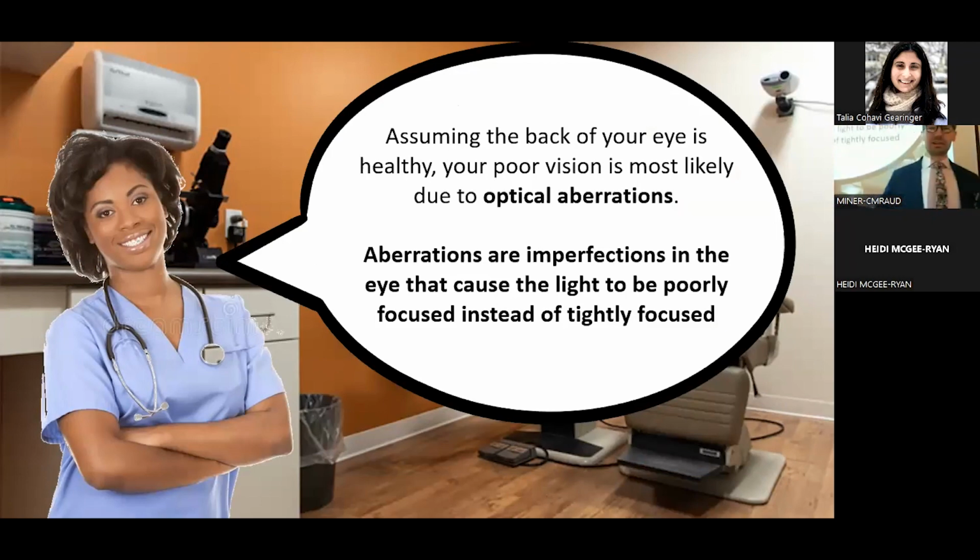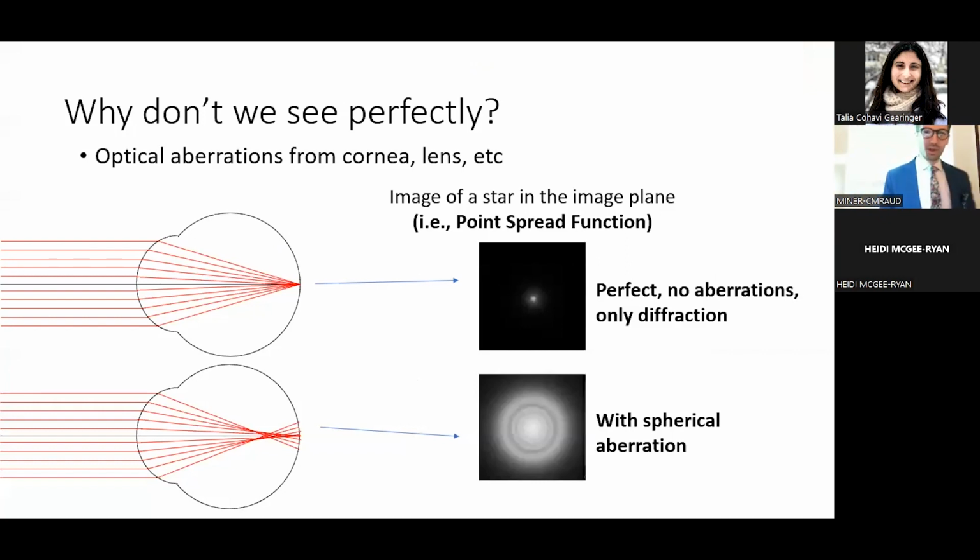Well, we touched on earlier, optical aberrations really just mean there are imperfections in the eye or the imaging system that cause the light to be poorly focused instead of being tightly focused to that nice spot in the back of your retina. So why don't we see perfectly? You have these aberrations, and so if you take an image from a distant object like a star, and you make that point spread function, like I said, if you have a perfect eye, then all of those rays across the whole pupil in that upper eye model there will focus tightly to the back of the eye, and you'll get a nice tight point spread function. It's only limited by diffraction, no aberrations.